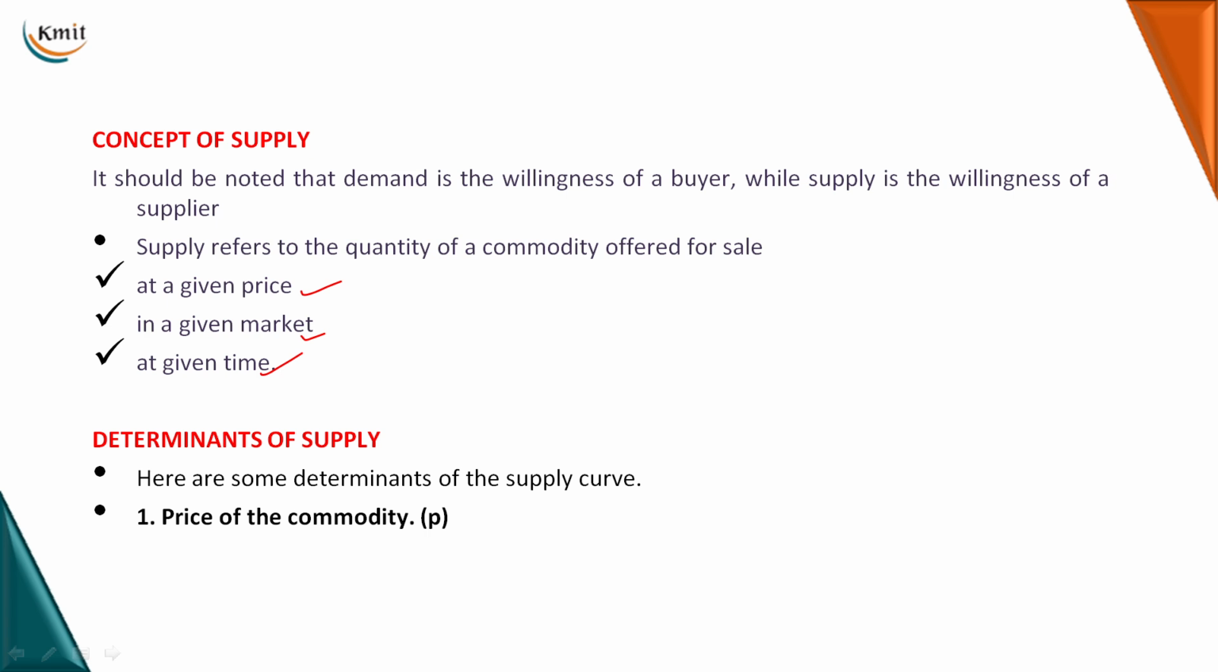Determinants of supply. Here are some determinants of supply. First one is the price of the commodity. The price of the commodity is directly related to the supply of any goods and services. That is, if the prices are high, supply will be high. If prices are low, supply also will be low.